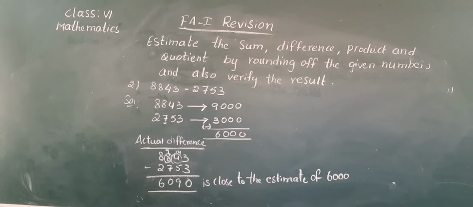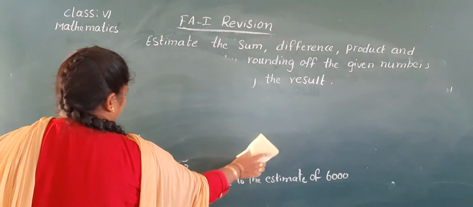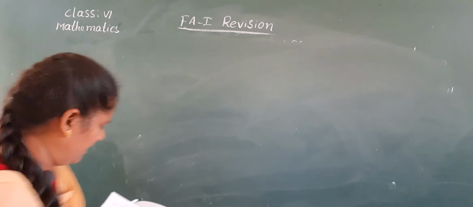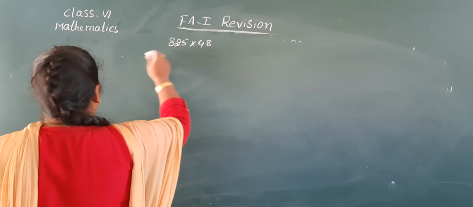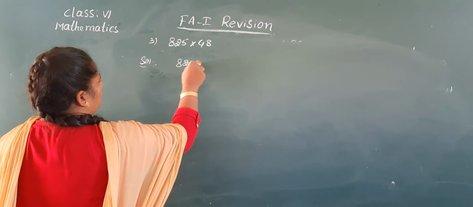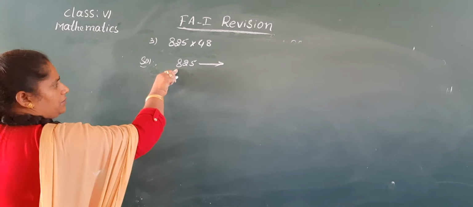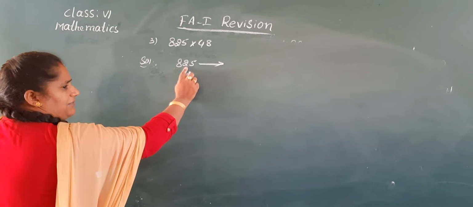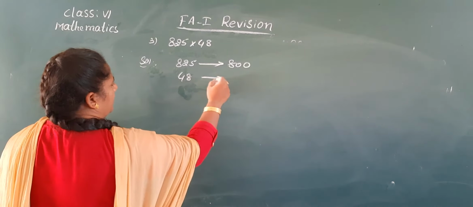Next, multiplication. See ma, third one, multiplication. 825 into 48. Okay? So first you estimate by rounding off these numbers. 825 is rounded to the nearest 100. It's a 3-digit number, Nana, so you round off this number to the nearest 100. So you see the digit at the tens place. It is less than 5, so this number is rounding down. 800. So 48 is rounding to 50.